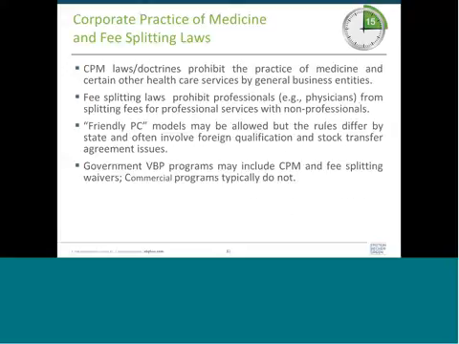Next slide. Corporate practice of medicine and fee-splitting laws are also often triggered with VBP arrangements. Corporate practice of medicine laws prohibit the practice of medicine and certain other services by general business entities, meaning not licensed providers, and fee-splitting laws prohibit professionals from splitting fees with non-professionals. And friendly PC-type models may be allowed in states that have those laws, but the rules differ by state and often involve issues like foreign qualification and stock transfer agreements. So it's important to do careful analysis of those laws if they exist in the state you're working with. And again, waivers may be permitted for government programs more typically than commercial with respect to such requirements.